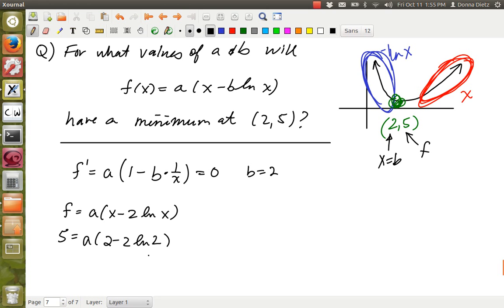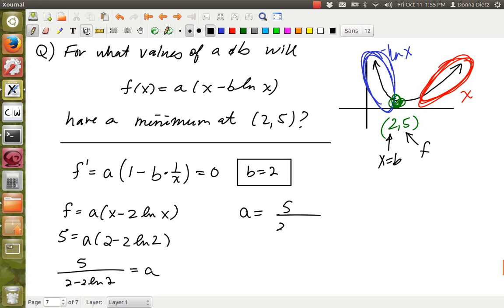Okay, now this is just ridiculous. I mean, at this point you're justified in thinking that you did something wrong because nobody would give you a problem this messy, but that is indeed what the problem asks for. So b is equal to 2 and a is equal to 5 over 2 minus 2 natural log of 2. I'm sorry, it really is a mess. But that's how the problem's done. And that is the correct answer to the question. Okay?